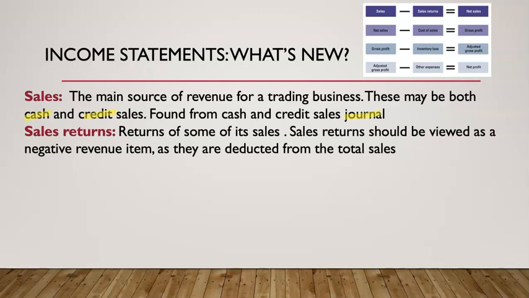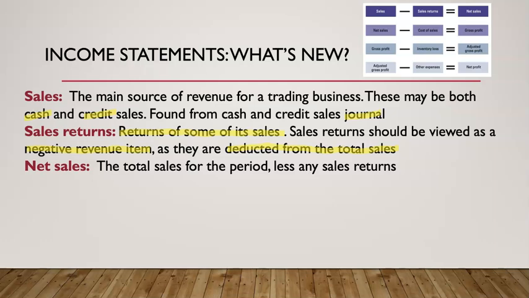Sales returns are returns of some of its sales. So the person that bought our goods might not be happy with them, so understandably they return them, and this is what we call a negative revenue item. We haven't earned that revenue if it's been returned to us, so it is deducted from total sales to get net sales. So net sales is the total amount of sales for the period, less any sales returns. If we had $100,000 of sales, but $7,000 was returned, our net sales is $93,000.